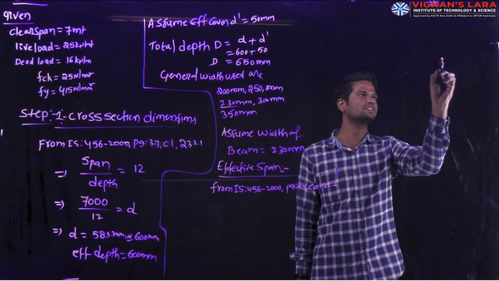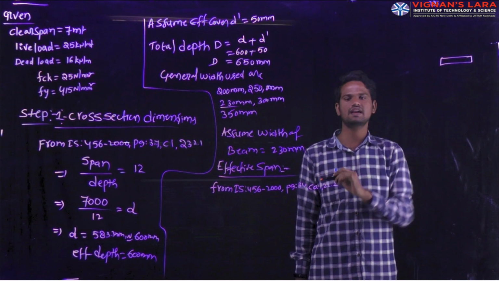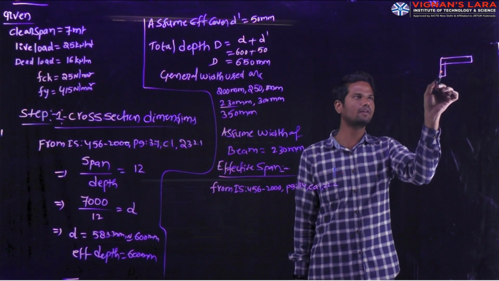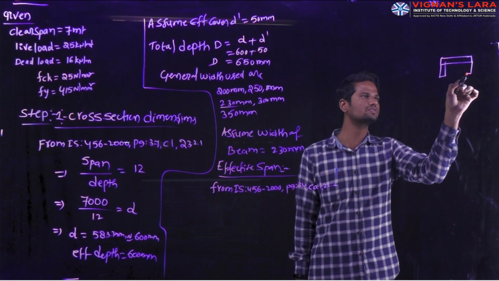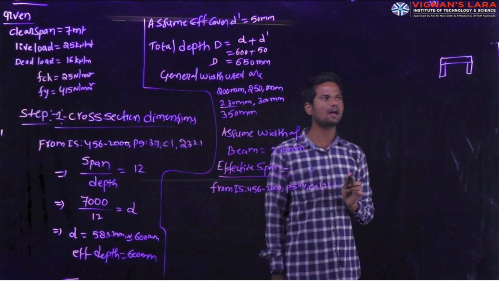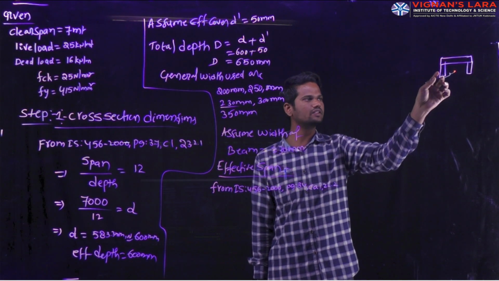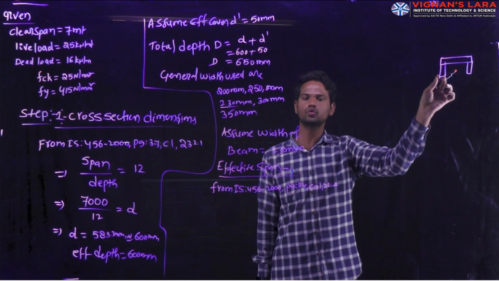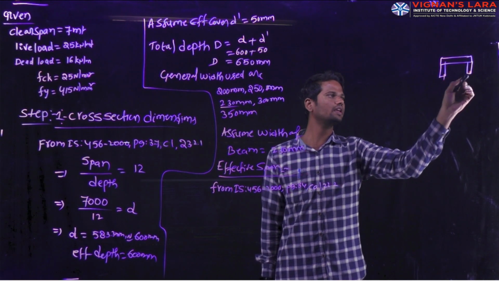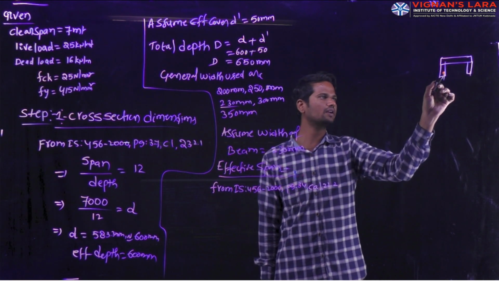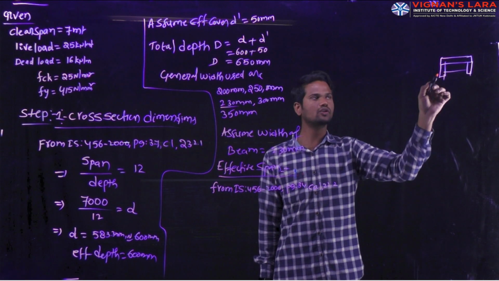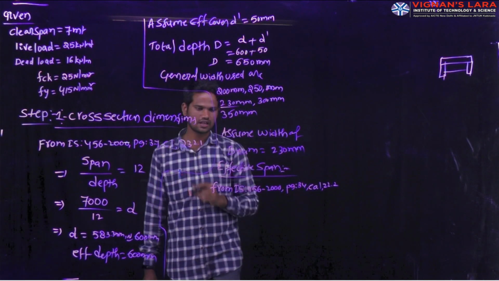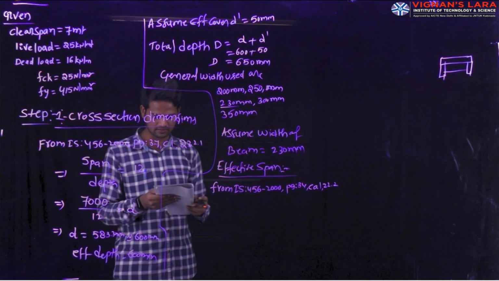Already I have mentioned this diagram. Suppose you consider this as your beam, and I am providing the support of the beam here, as well as the support on this side also. Suppose I am considering the width of the support as well as the width of the beam as 230 mm. The effective span calculation is the clear span plus effective depth, as well as the clear span plus the distance between center to center of supports. From this I am calculating the effective span.